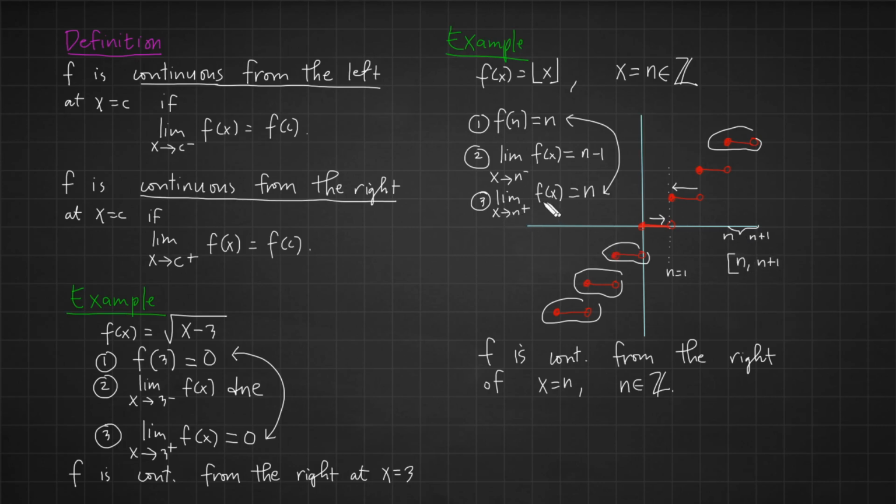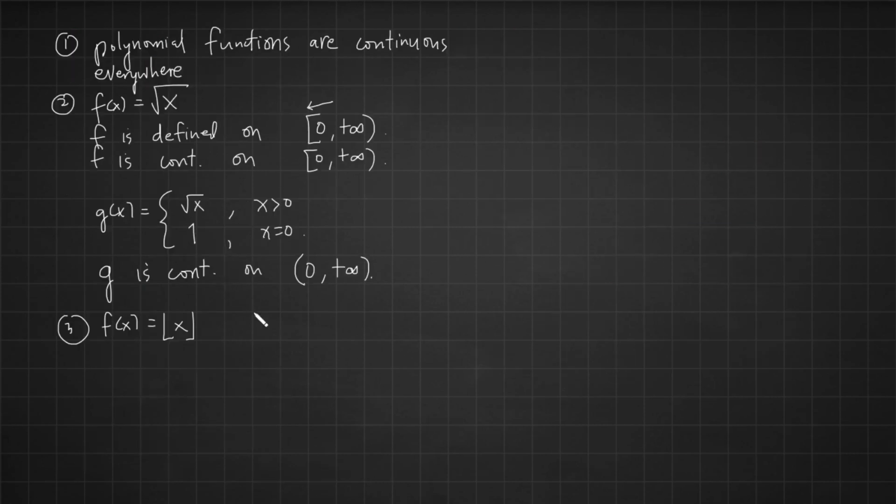So alam natin na yung floor function ay continuous from the right of n. So definitely isasama natin yung n. Pero hindi natin pwede isama yung n plus 1 kasi kung if x will approach n plus 1 from the left, okay, yung limit will now be different. The limit of the function will now be different from the value of the function. So ito lang yung interval on which the floor function is continuous. So the interval n to n plus 1 including n but excluding n plus 1 for every integer n.